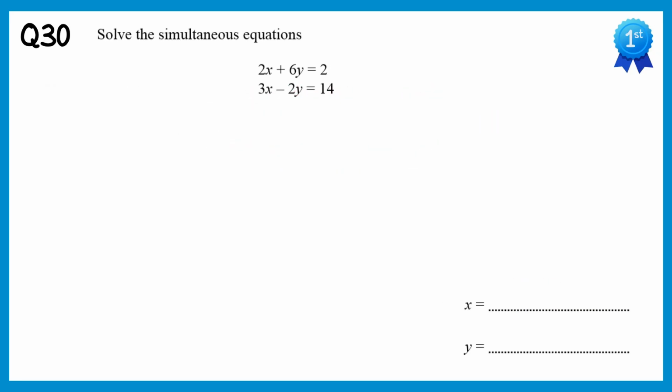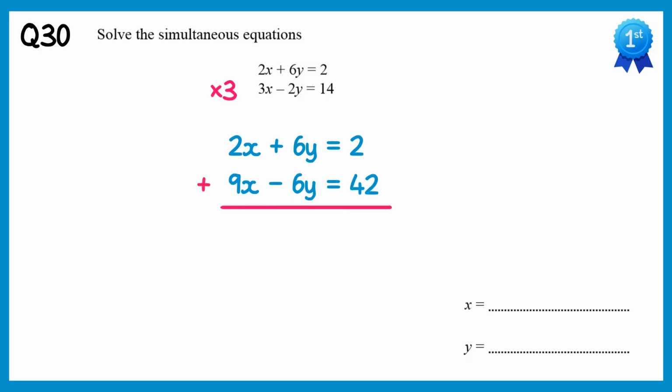To solve these simultaneous equations, I'm going to write the first equation as it already is, but for the second one multiply by 3. 3x times 3 is 9x, negative 2y times 3 is negative 6y, and 14 times 3 is 42. I can now add the equations together. 2x add 9x is 11x, 6y add negative 6y gives 0, and then 2 add 42 gives 44. So we have 11x equals 44, which means if we divide both sides by 11, we get x equals 4.